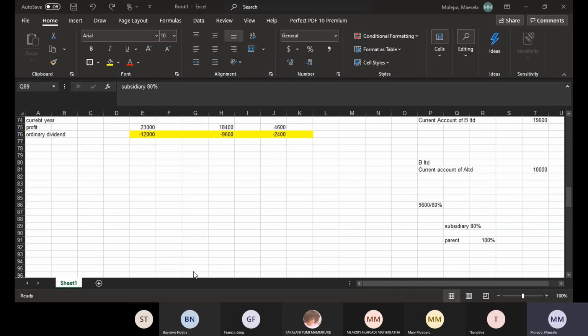Now we go to example four. In example four, the parent made no provision for the dividend. However, the subsidiary decided to pay the dividend. So we've got the assets and the equities: the PPE, the trade and other receivables, and the current account of 10,000. On the equity and liabilities side, the share capital, retained earnings, current account of 10,000, and then the trade and other payables of 136 and 58, and then the dividend payable is 12,000.